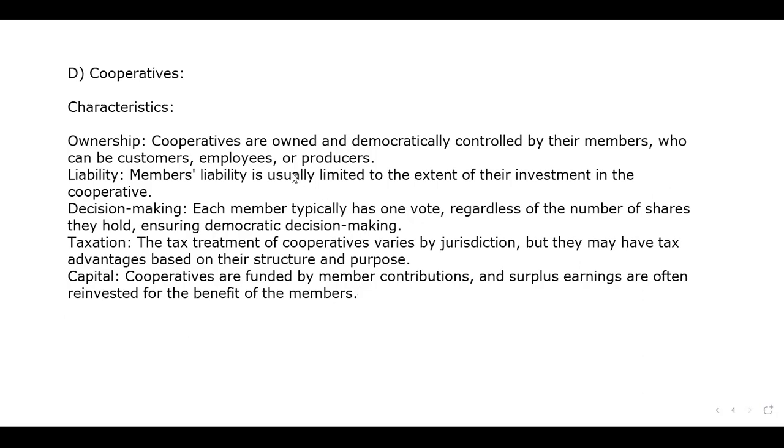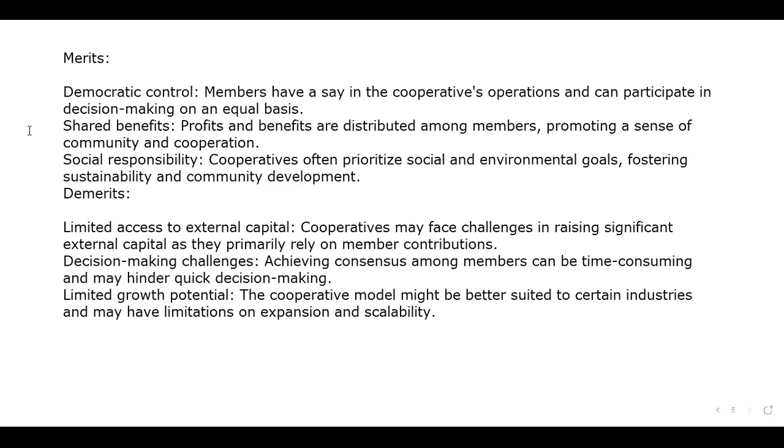Now, what are the advantages and disadvantages of a cooperative? It has its own advantages and disadvantages. This is how the advantages can be explained. To start with, there's democratic control. Here, members can have a say on the cooperative's operations. Benefits are shared: the profits are distributed among the members, promoting a sense of community, cooperation and social responsibility. Cooperatives prioritize social and environmental goals that foster sustainability of the community as a whole.